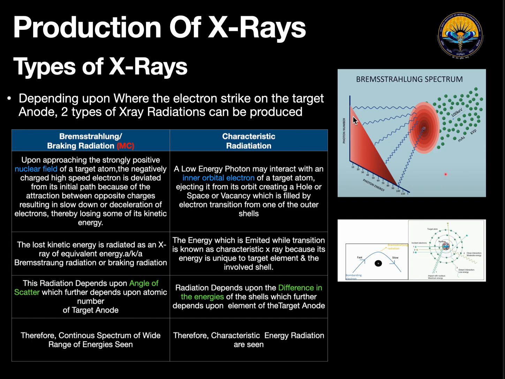So that is a Bremsstrahlung radiation X-ray spectrum. So this was Bremsstrahlung. Second, coming to the characteristic radiation. Before coming to that, I should also cover the concept of filter.